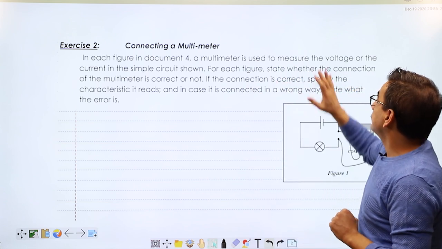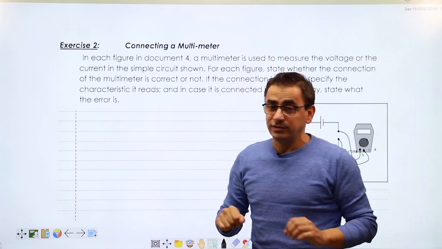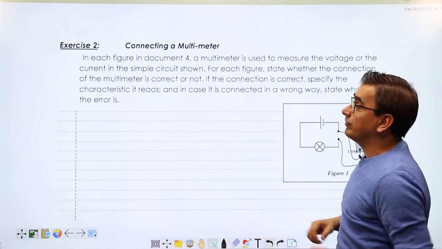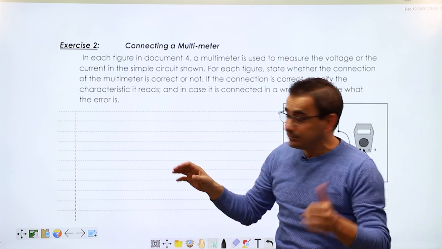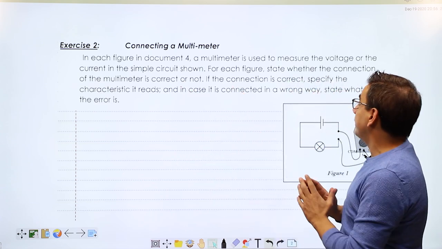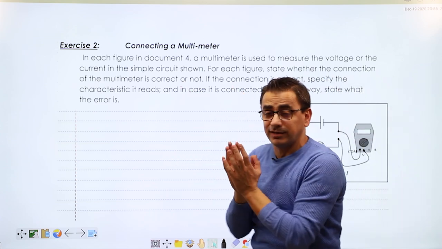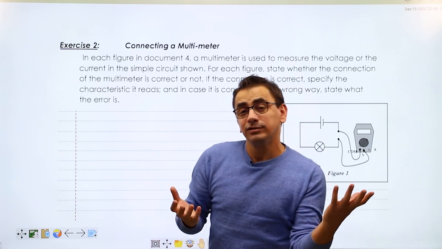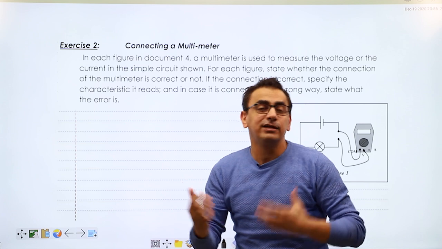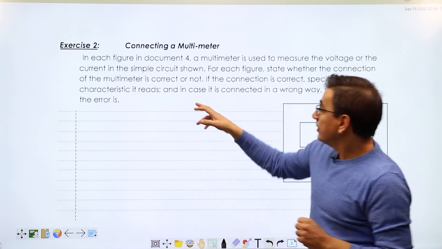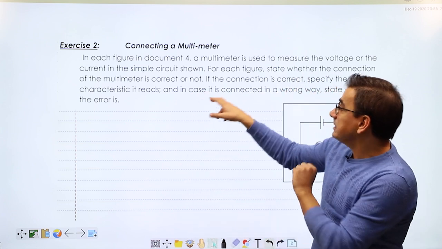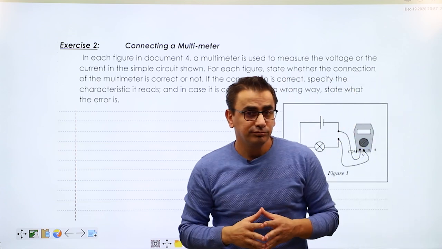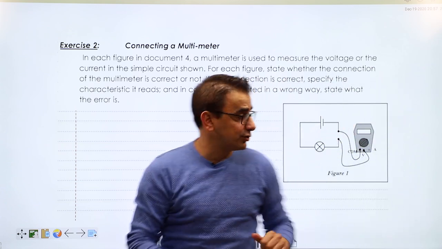A multimeter is used to measure the voltage or the current in a simple loop. For each figure, state whether the connection of the multimeter is correct or not. Then, if the connection is correct, specify the characteristic it reads. What does it read? Does it read voltage or current? Does it display positive or negative or what else? And in case it is connected in the wrong way, state what the error is. Okay, let's start with the first one.